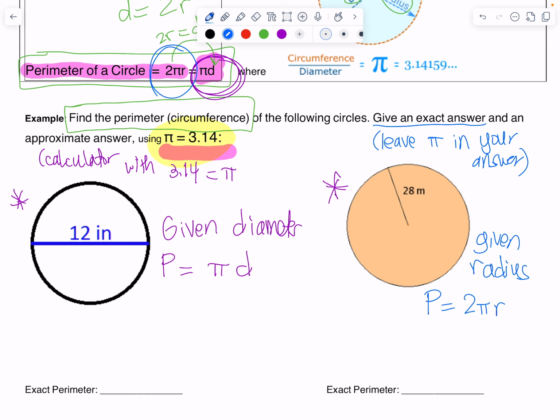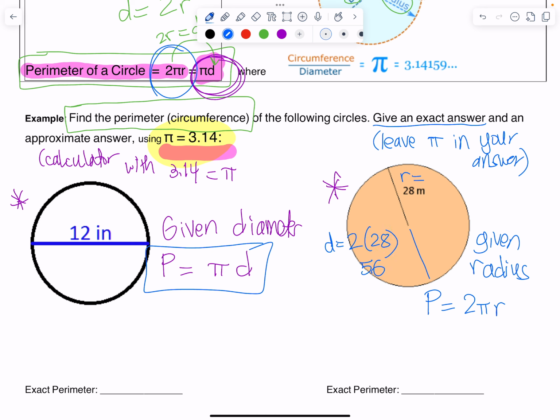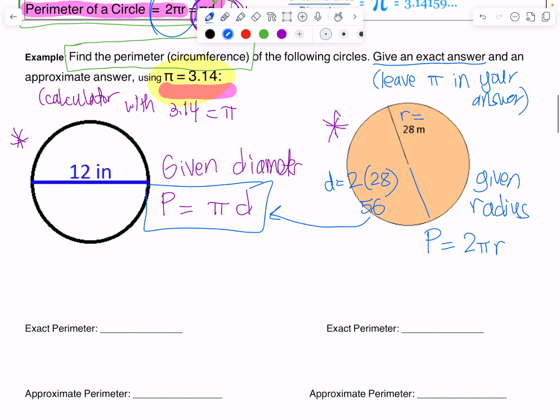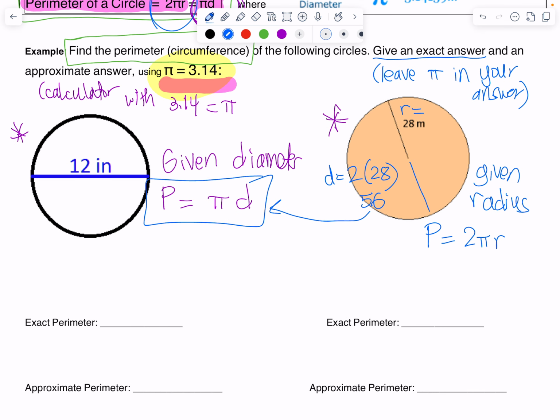But what you could do, if you don't want to worry about two formulas, is just memorize one, for example this one, because it's nice and simple. In this right example, I could say, well, this is the radius. What would the diameter be? Diameter would just be 2 times the radius, or 2 times 28, which is 56. And then you could plug that in. So it's not like you have to worry about two formulas. You can always use one. Anytime you're given the radius, you could just multiply it by 2 to get the diameter. But it's up to you.